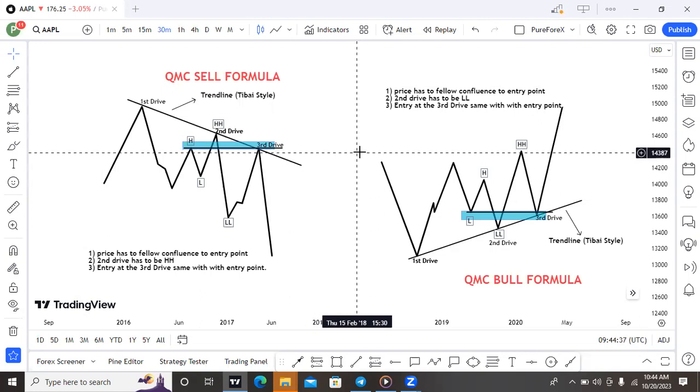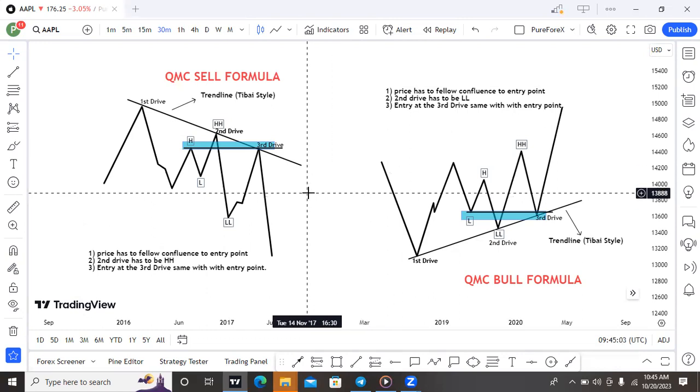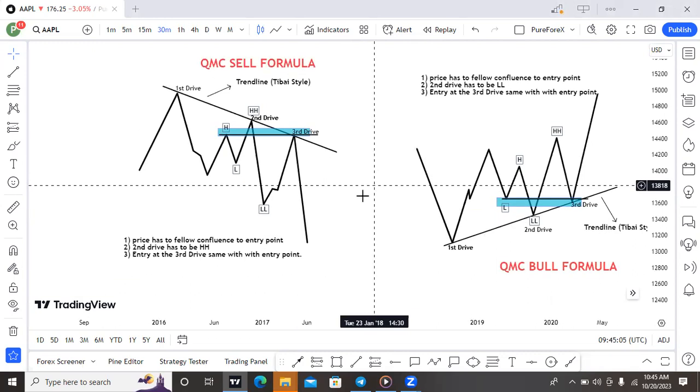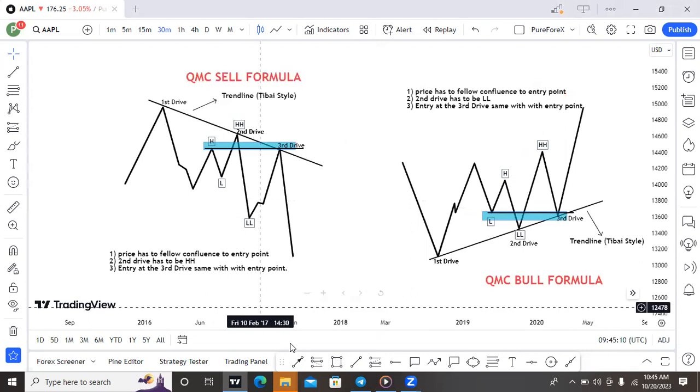QMC requires the higher high or the lower low to be the second drive of the confluence trend line, which we enter at the third drive, which is the right shoulder. The best time to enter a QMC is after the occurrence of a reversal which is still fresh. So without much ado, guys, let's look at the QMC formula. Right on the chart, this is the QMC sell formula.